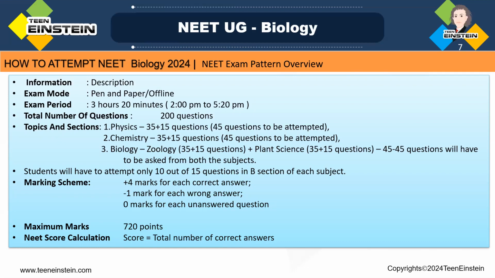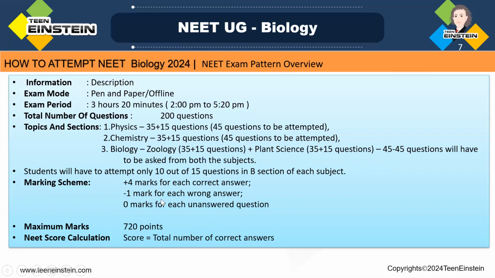And here, in the physics section, you will get 35 plus 15 questions. That means a total of 45 questions to be attempted. And in chemistry, in the same way, you will get 35 plus 15 questions. In total, 45 questions you will get. And biology, zoology section will be there, botany section will be there. Here in zoology, you will get 35 plus 15 questions. In the same way, in botany also, you will get 35 plus 15 questions. So 45 questions from the zoology side and 45 questions from botany. So from both of the subjects, you will get in total 90 questions.